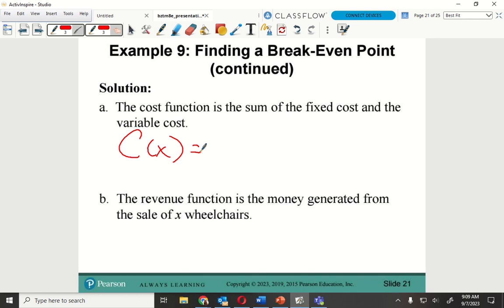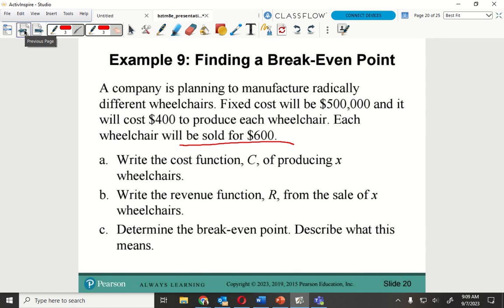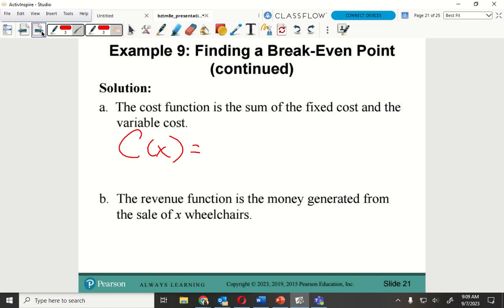Read through the word problem. What is the fixed cost that I can't get rid of? Not 500,000. That's fixed. It literally says fixed cost will be 500,000, no matter what.